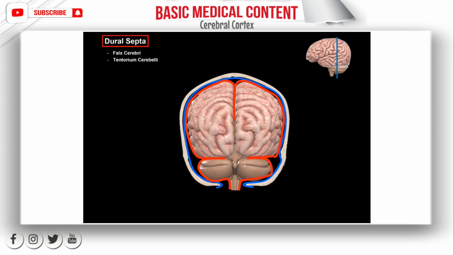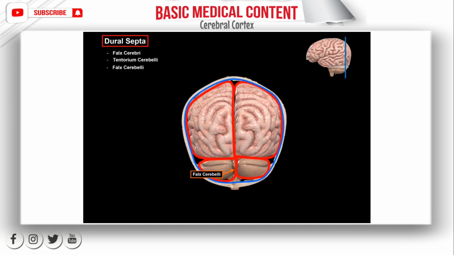So now what we're going to do is take this cross section and move it back a little bit. That's where we're going to find the falx cerebelli between the two hemispheres of the cerebellum. So we got the falx cerebri, tentorium cerebelli, and falx cerebelli. These are the dural septae of our brain.